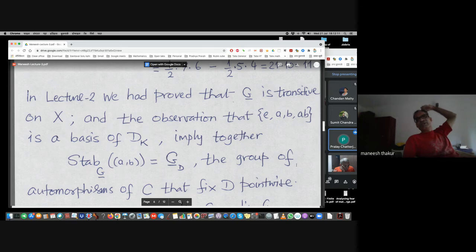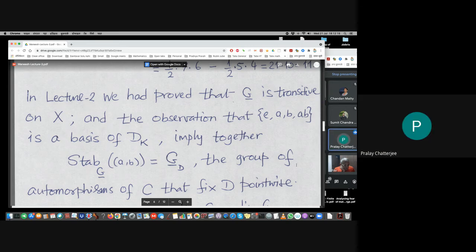Zariski dense? No, Pranay, but this is quadratic form theory. Basically, I have a point over k bar. You cannot hope that the k points of the automorphism group are going to act transitively. You have to find it over k bar only, right?